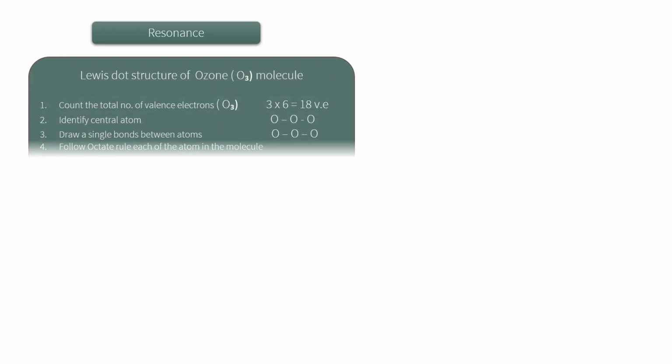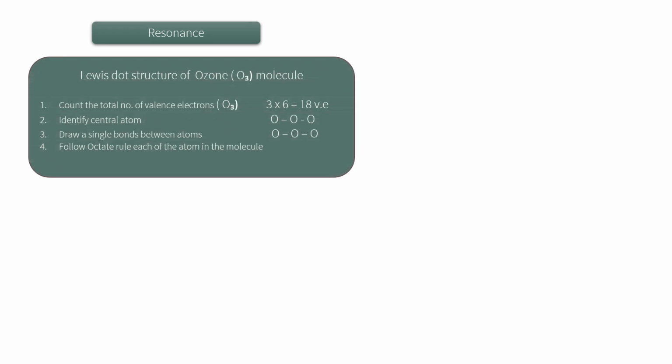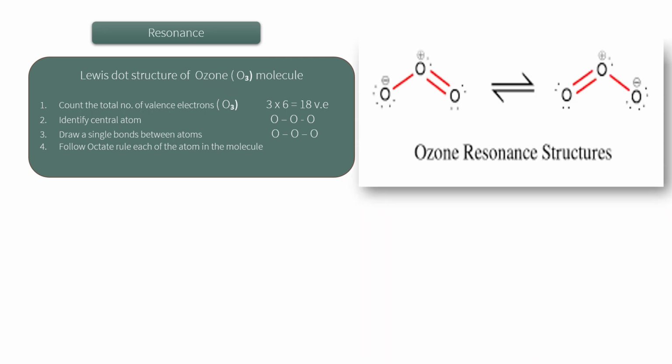Now we'll write the Lewis dot structure of the ozone molecule. We already know how to write a Lewis dot structure, so we must follow certain rules. First, count the total number of valence electrons. Here there are 3 oxygen atoms and each has 6 valence electrons, so 3 into 6 means a total of 18 valence electrons. Second, identify the central atom. The middle oxygen atom is considered the central atom.